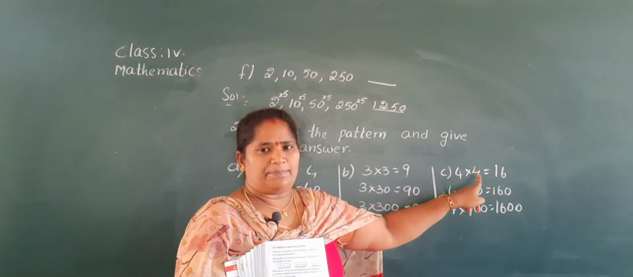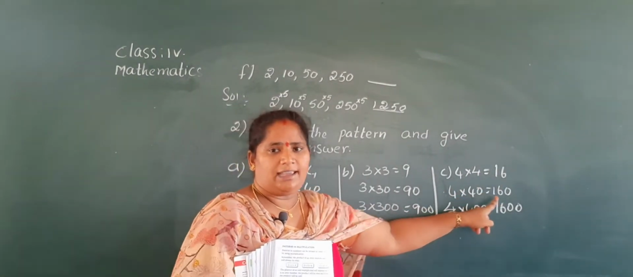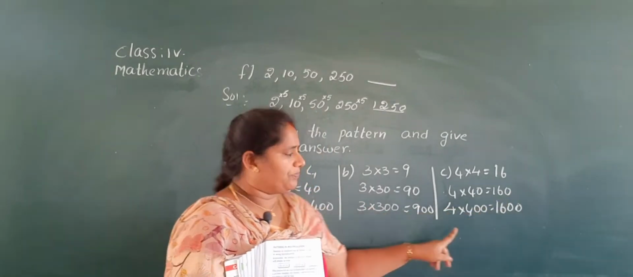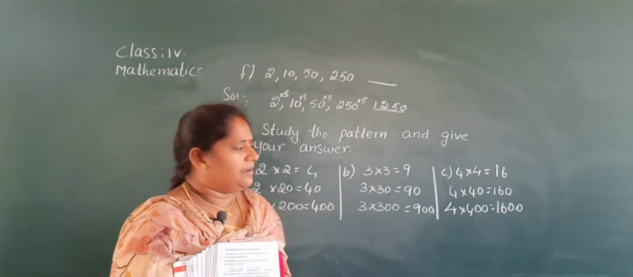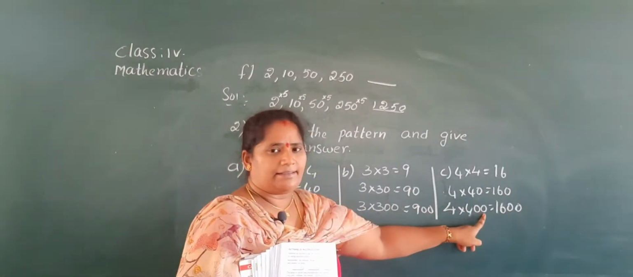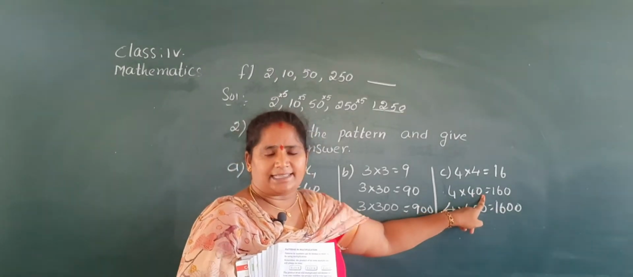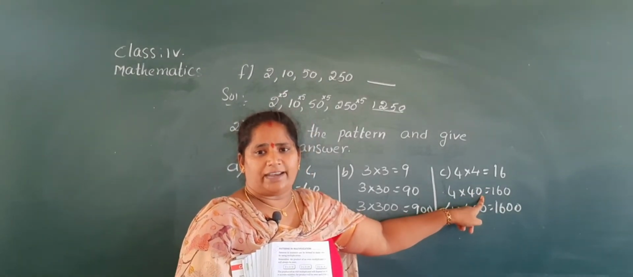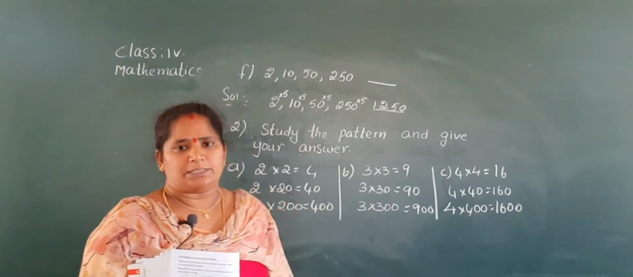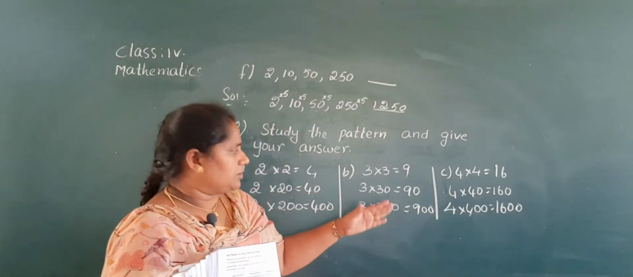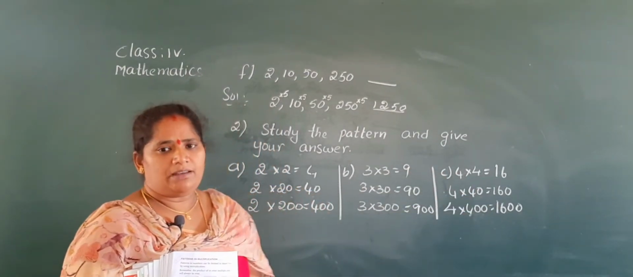Here 4 is multiplied by 4, 4 4s are 16. 4 is multiplied by 40, gives the answer 160. 4 is multiplied by 400 and gives the answer 1600. Here it is multiplied by hundreds, so we should keep 2 zeros. Here the number is multiplied by tens, that means a multiple of 10, 40. Okay, so you have to keep 0 in the ones place. 16, 160, 1600. Okay, ma?